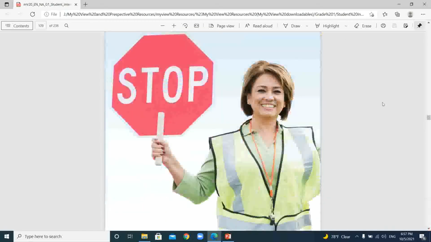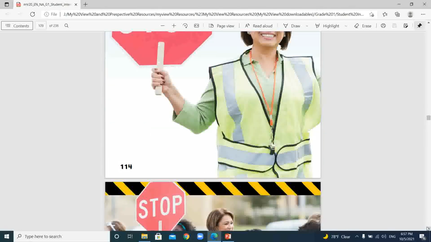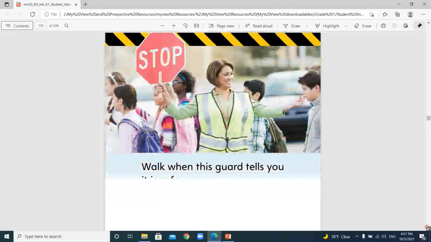If we look at the picture, we see that she has a sign. What does this crossing guard tell you? She tells you to stop. Okay? She can tell the people walking on the street to stop, or she can tell the cars to stop so people can cross. She is a crossing guard. A crossing guard is a person who protects and watches the people cross the street. She helps them cross the street safely.